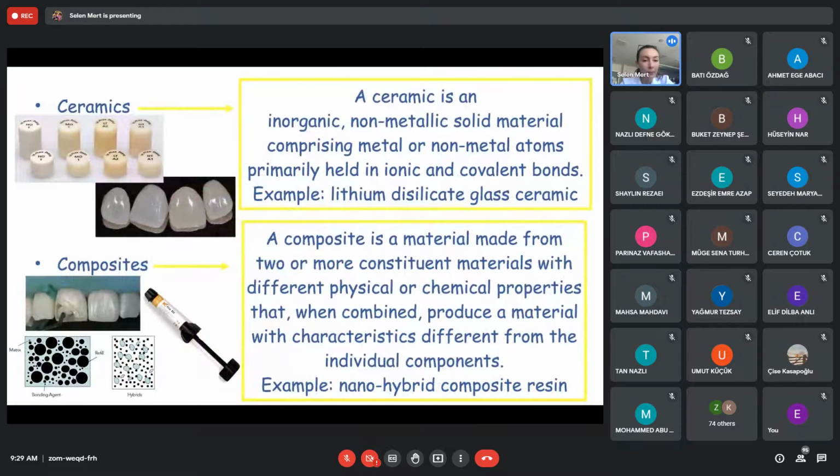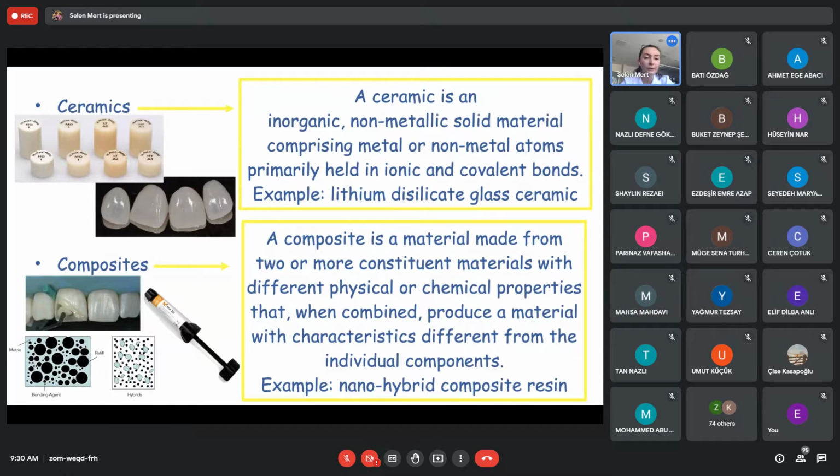The third class is ceramics. Ceramic is an inorganic, non-metallic solid material comprising metal or non-metal atoms, primarily held in ionic and covalent bonds. So I think the most often used material in dentistry may be ceramics, especially in prosthodontics. An example of a ceramic material may be lithium disilicate glass ceramic, but there are many more types of ceramic materials. Here you can see in the left upper picture the raw form of this lithium disilicate glass ceramic material.